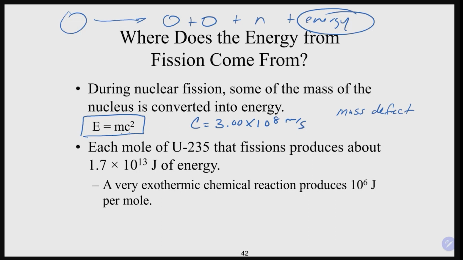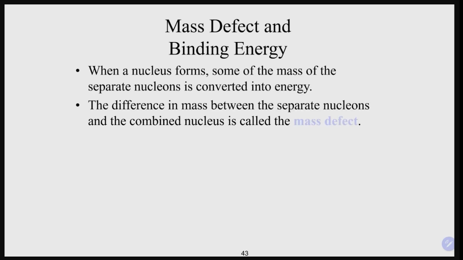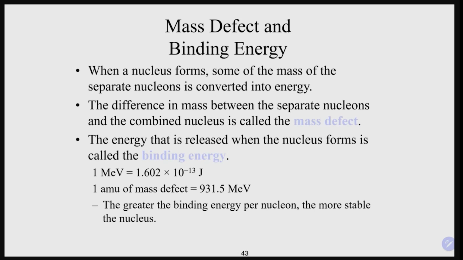So as you can see, a fission reaction, for example, like what they use in nuclear power plants, gives off somewhere around 10 to the 13 joules of energy. As a comparison, your really super exothermic reaction is like 10 to the 6 joules of energy. So there's a lot more energy given off in a fission reaction. Now, that mass defect, as I mentioned a second ago, is really the mass that is going to be converted into energy through this process.